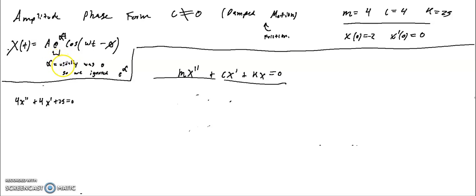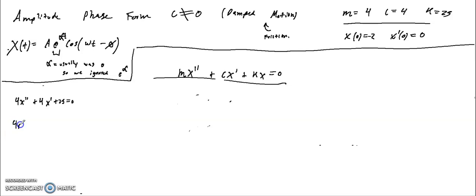But now that we do have some damping or some friction, alpha won't always equal 0. And if we did have distinct or repeated roots, you would just ignore that, but it would just be 1. Anyways, let's jump right into it.